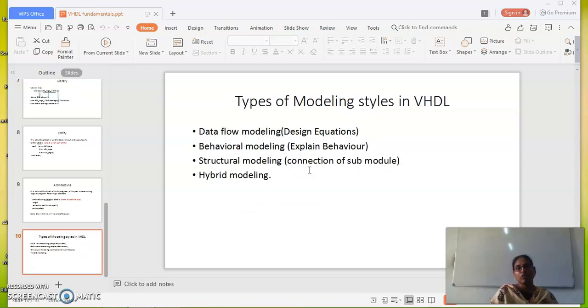Next, types of modeling styles in VHDL. How many modeling styles? 4 modeling styles. Data flow modeling, where we are designing the equations. Behavioral modeling means we are writing the logic in behavioral modeling. Structural modeling is the connection of the sub modules. Hybrid modeling means a combination of any 2 of the above 3. We can build a hybrid model. In these 4 ways we can write VHDL programs.